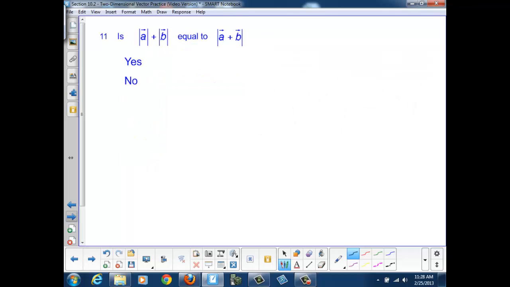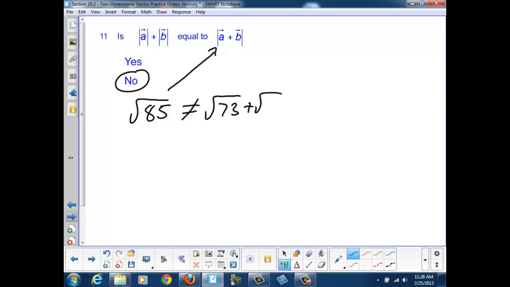Now, is the magnitude of A plus the magnitude of B equal to the magnitude of A plus B? Well, clearly not, because the square root of 85, which we found for the magnitude of A plus B, is not equal to the square root of 73 plus the square root of 20. You can check that on your calculators if you'd like.